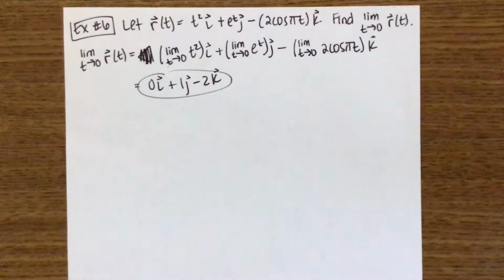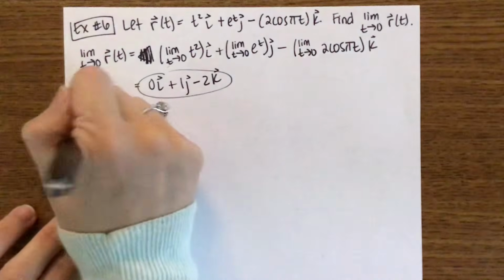Questions on limits before we do one more example? Am I going too quickly for us? No, we're okay? Okay. Next example.